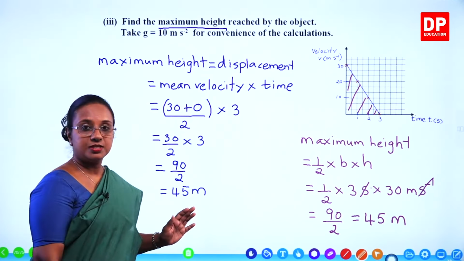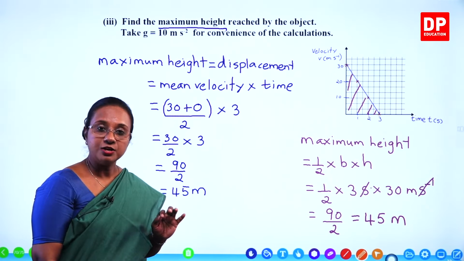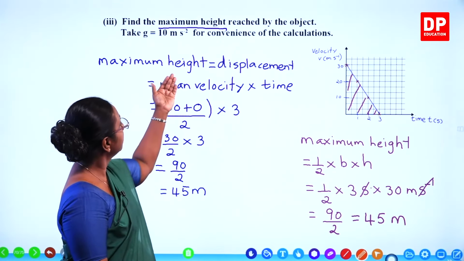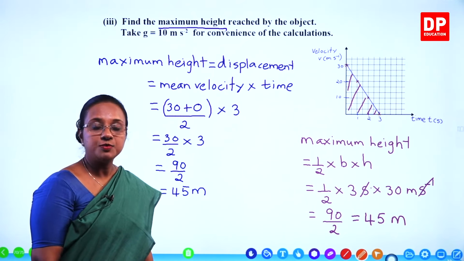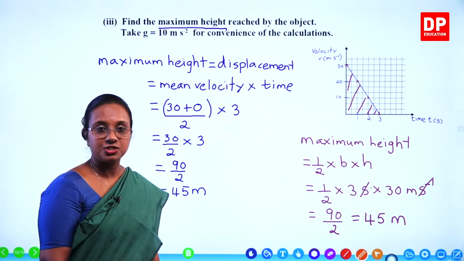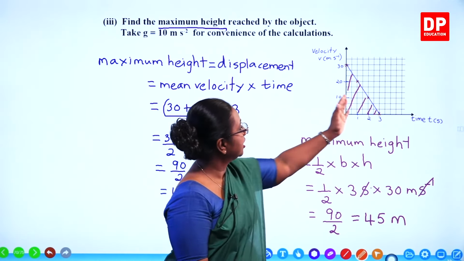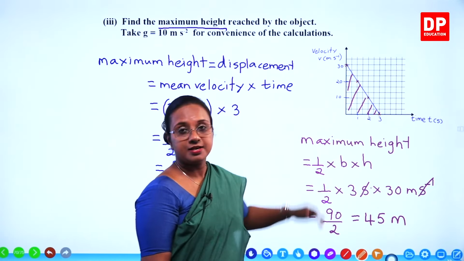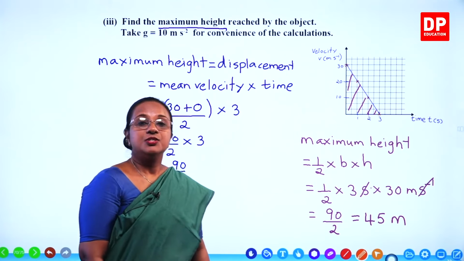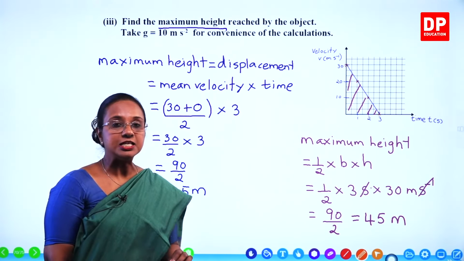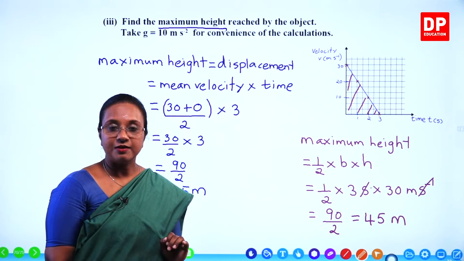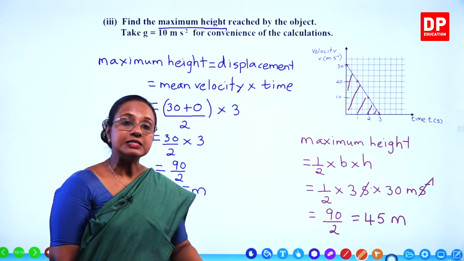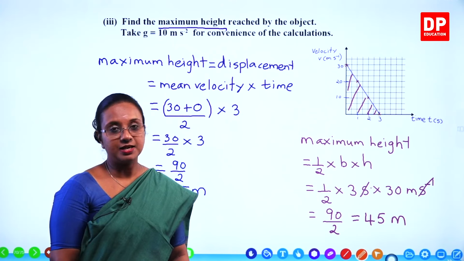So by now, students, it is clear to you that you can do the calculations of finding the displacement using the velocity and the time for an object moving with uniform acceleration. The same calculation can be done from the graph by calculating the area under the graph. So students, I hope you all understood all the topics that we have discussed so far under this lesson. Now we will look at a summary of what we have discussed so far.